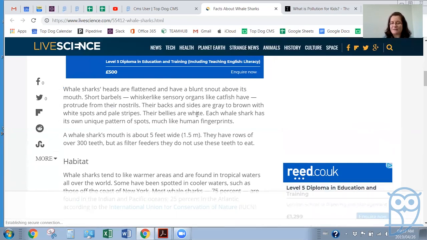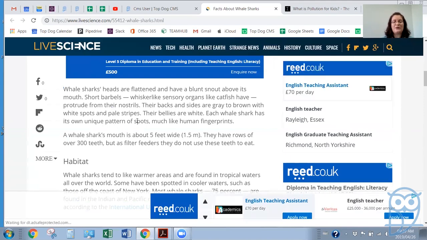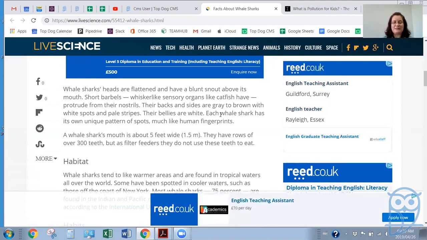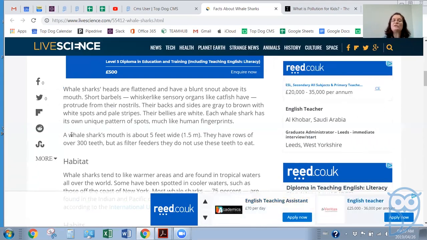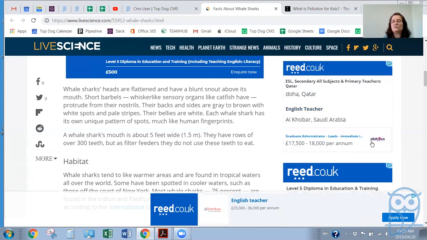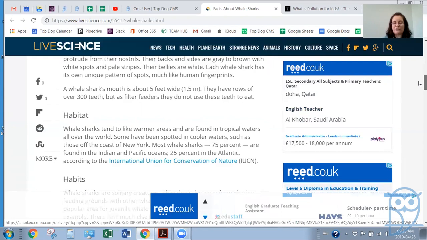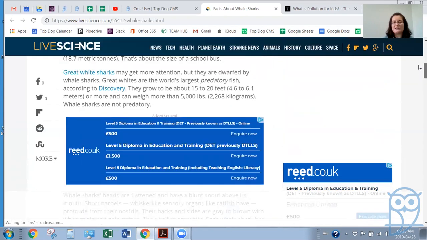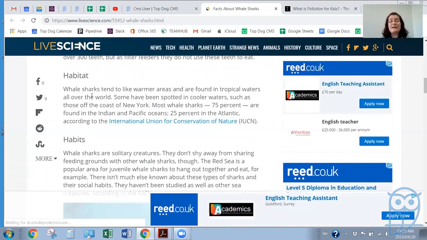Their bellies are white. Each whale shark has its own unique pattern of spots. Oh wow, much like human fingerprints. A whale shark's mouth is about 5 feet wide. They have rows of over 300 teeth, but as filter feeders, they do not use these teeth to eat. And then, do you see how they've also broken down their article with subheadings: size and description, habitat, habits. Let's look at habitats or where they live.